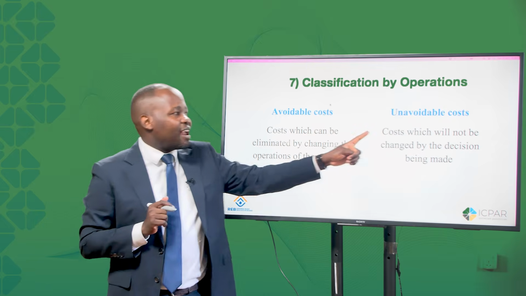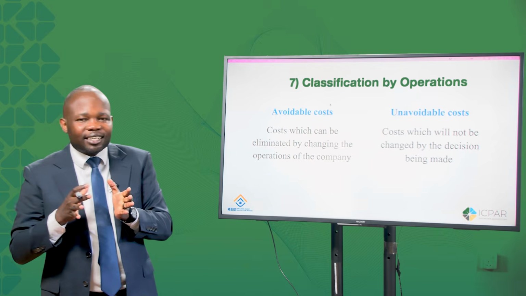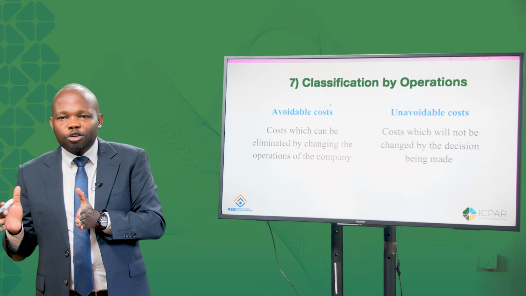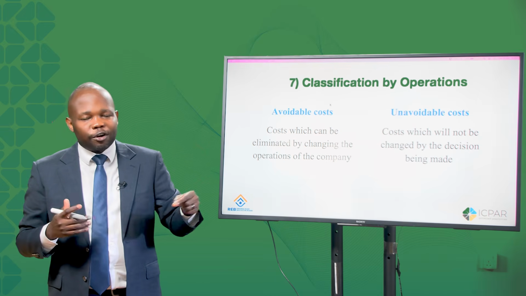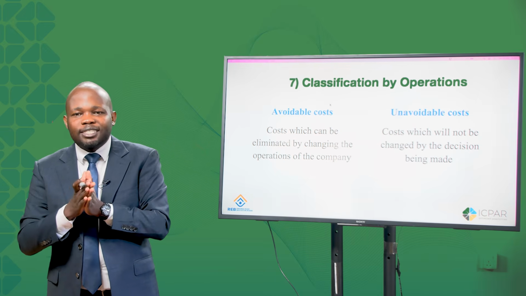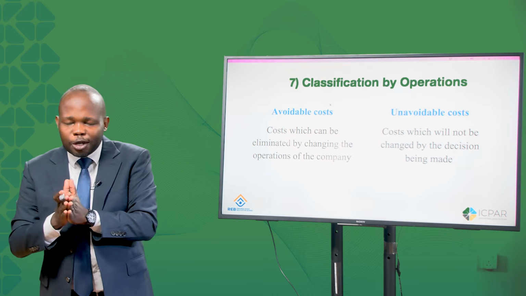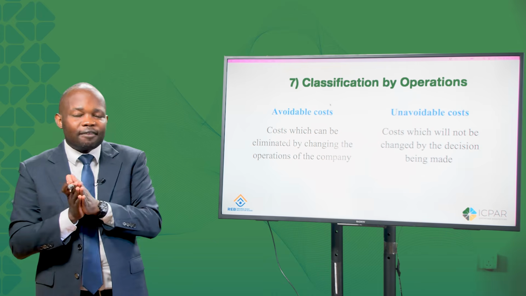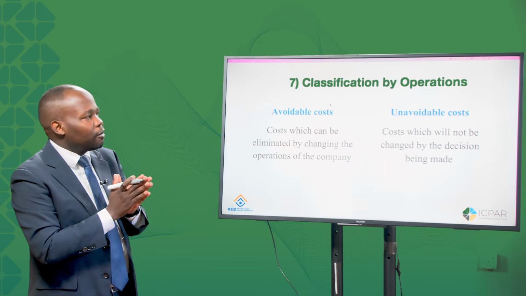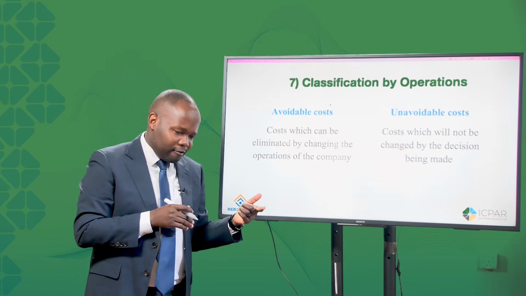On the other hand, unavoidable costs are costs that cannot be changed, cannot be replaced by changing the way we operate. For example, the salary of the CEO. The CEO must be there whether we introduce technology or we don't have technology. So the salary of the CEO is unavoidable.